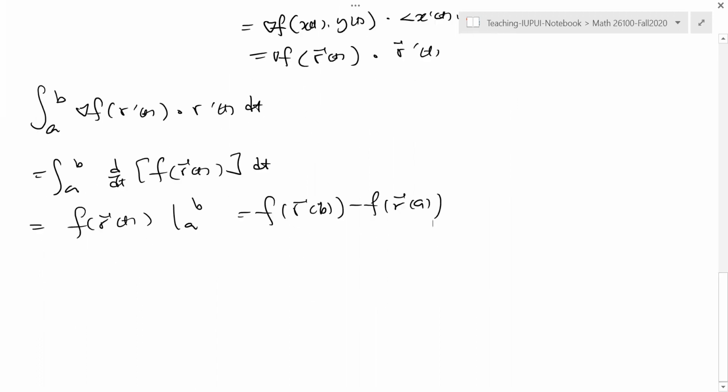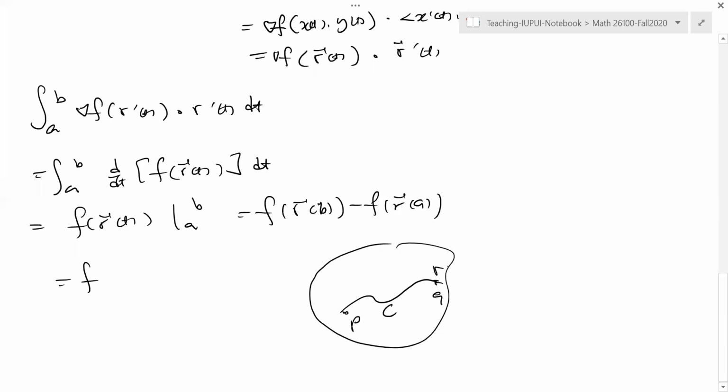Let's go back to the picture. So I draw the picture again. This is point P, that's point Q. This is a curve C. So this is nothing but r of b, which is Q. So this is just f of Q minus f of P.